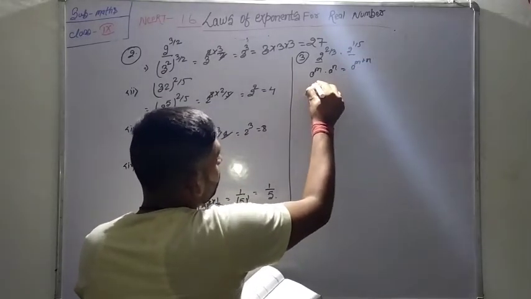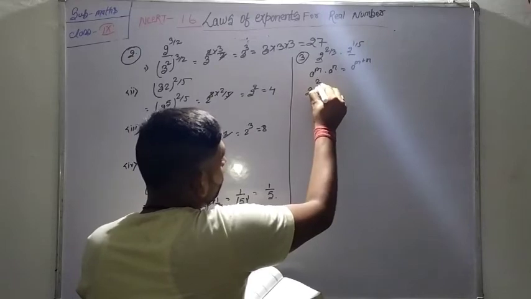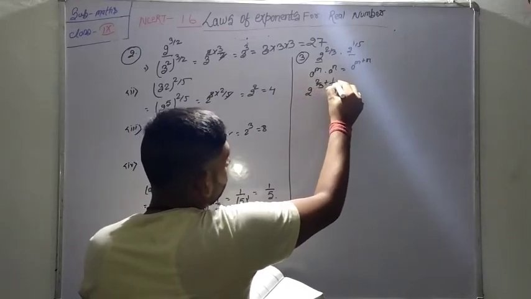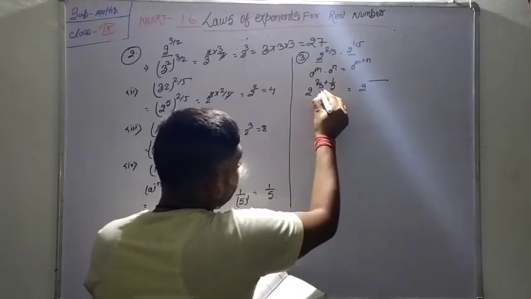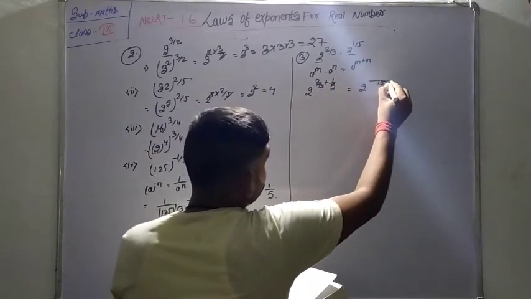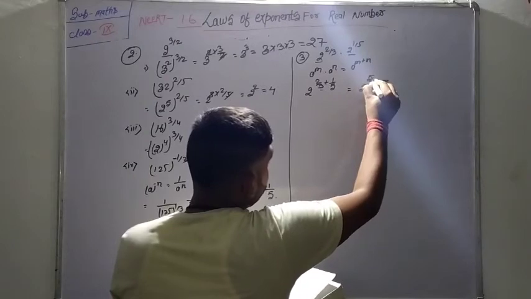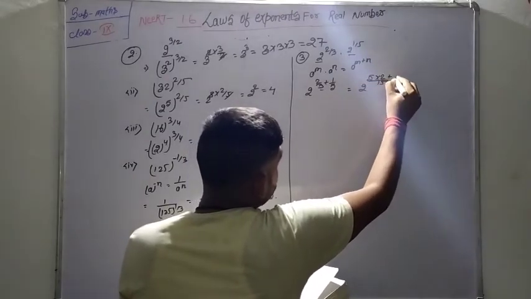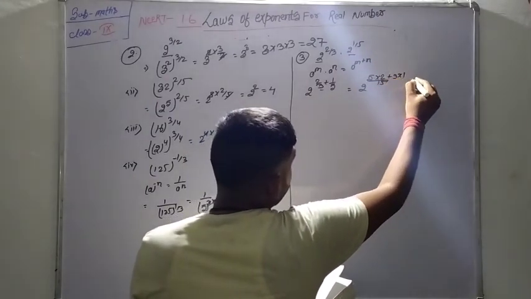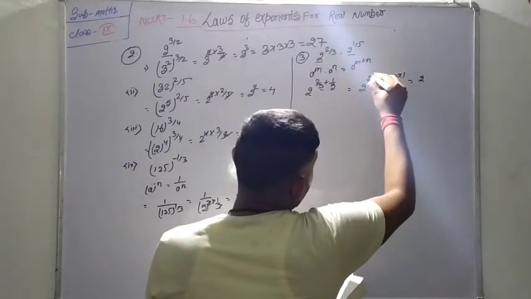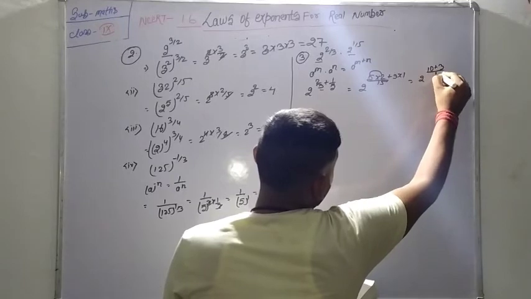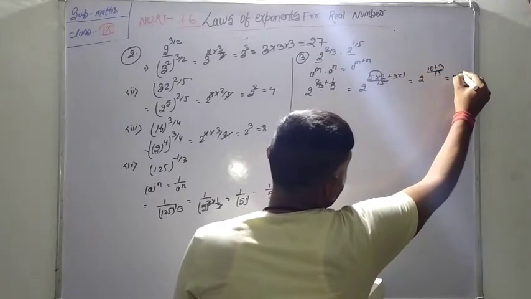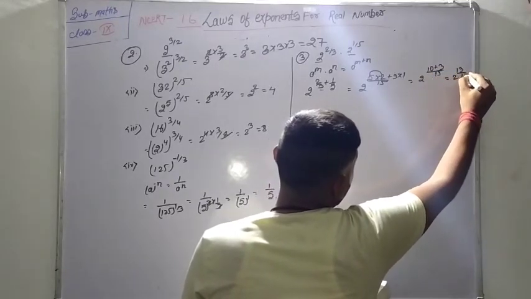Now 2 is common, so 2 raised to the power 2 upon 3 plus 1 upon 5. Now the LCM of 3 and 5 is equal to 15. Now 5 is multiplied into 2 times, plus 3 is multiplied into 1 time, is equal to 2 raised to the power 10 plus 3 upon 15, which is equal to 2 raised to the power 13 upon 15.